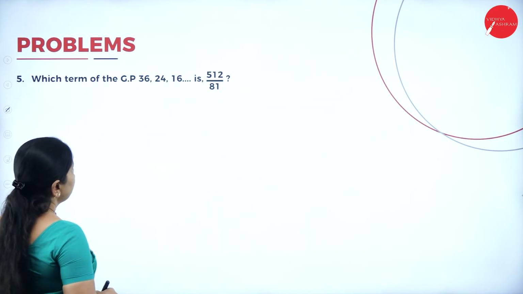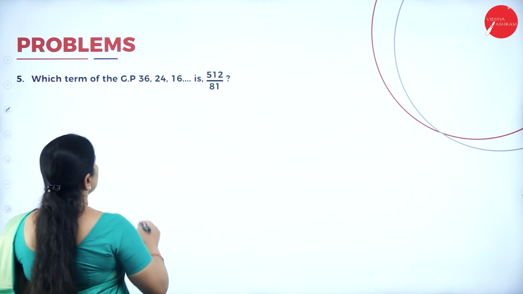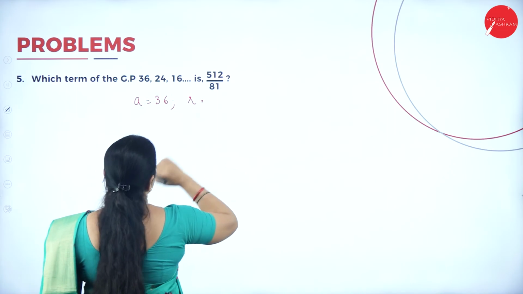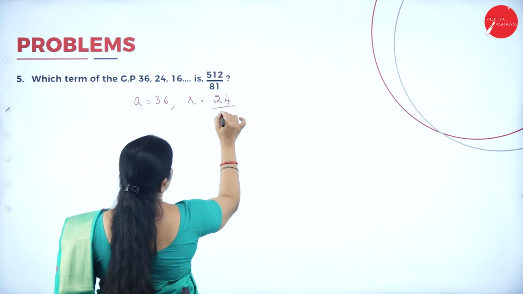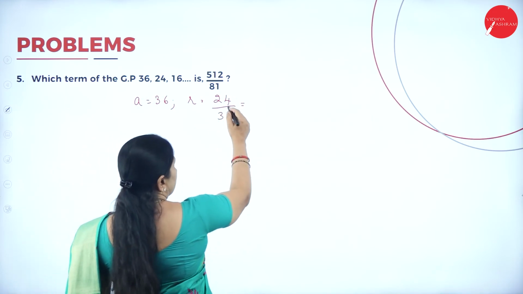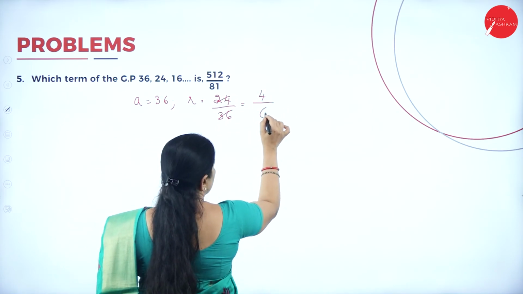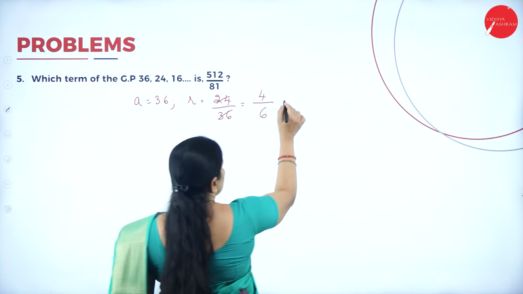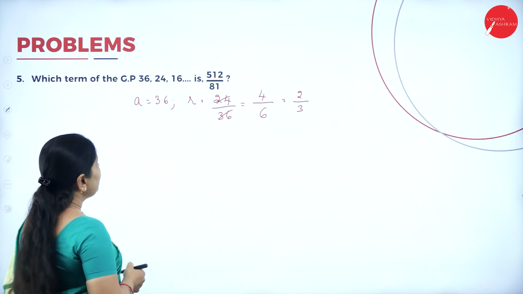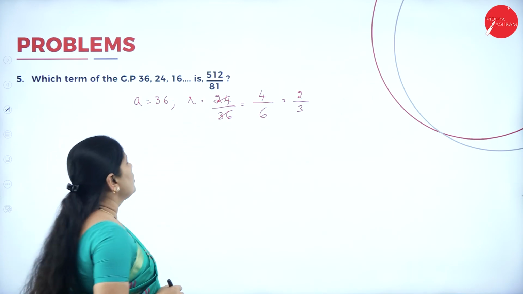Now which term of the GP is 512 by 81? So what is given? A equals 36. Now what is R? R equals 24 divided by 36. So we have to find the common ratio here. They both are divisible by 6. So 6 4s are 24. 6 6s are 36. Now both are divisible by 2. So 2 2s are 4. 2 3s are 6. So we know R equals 2 by 3. Now this is the number given. I have to find the n value of this.